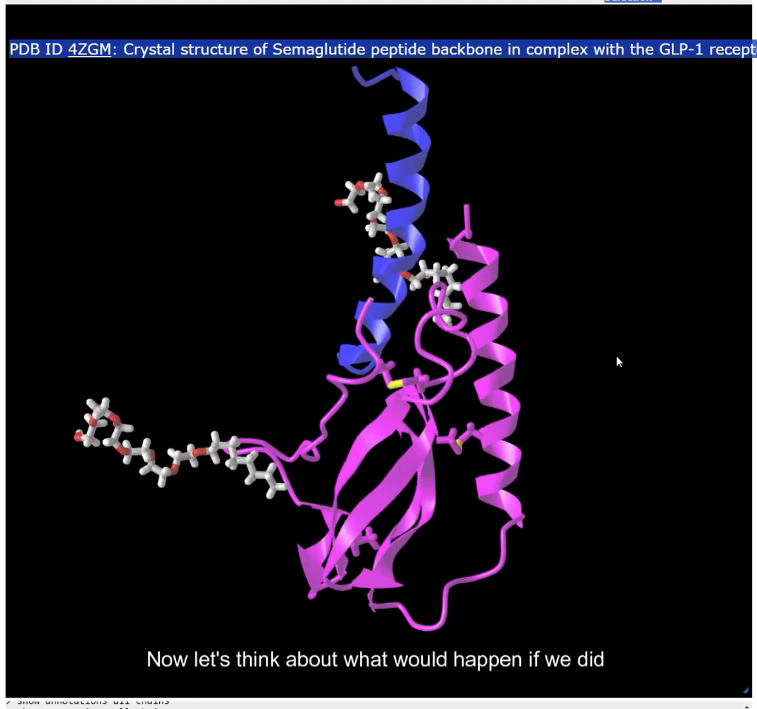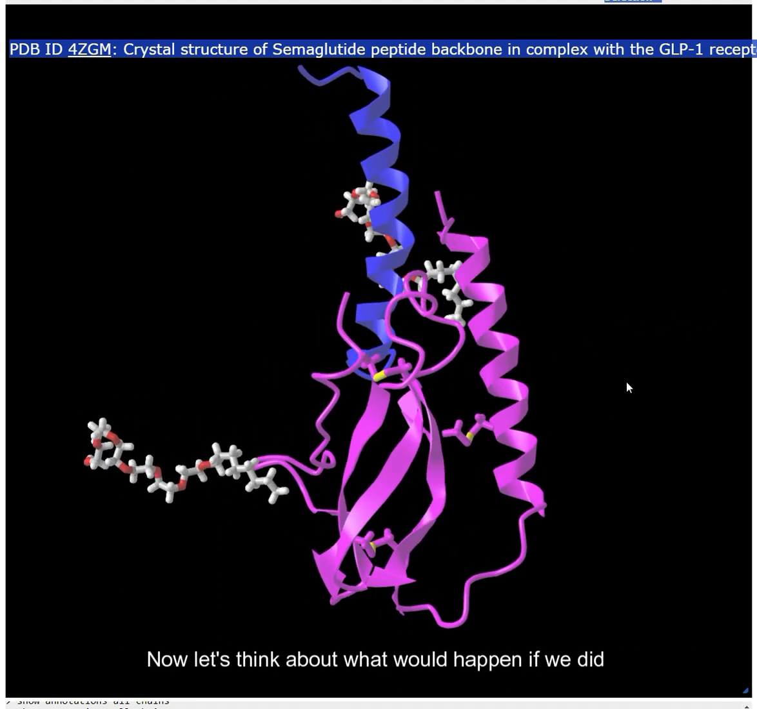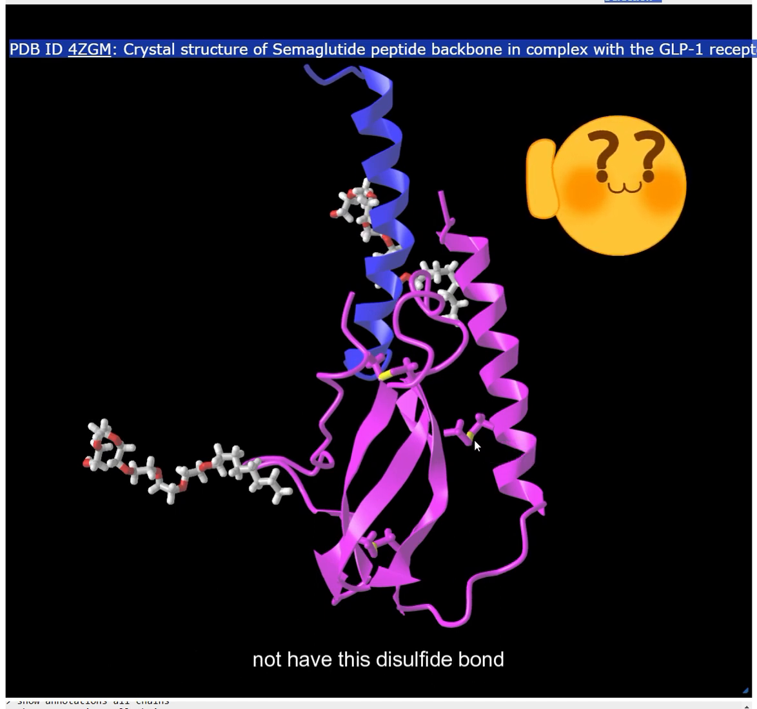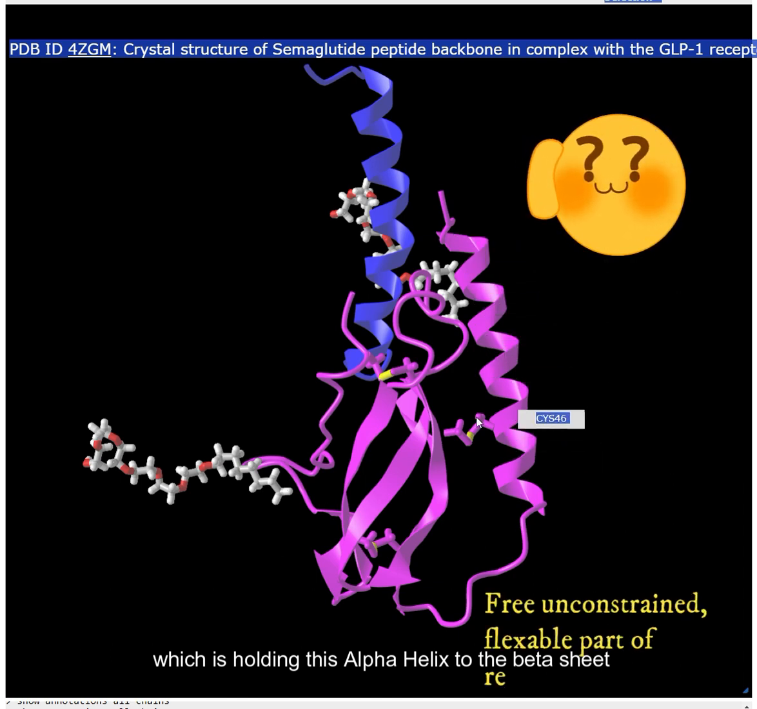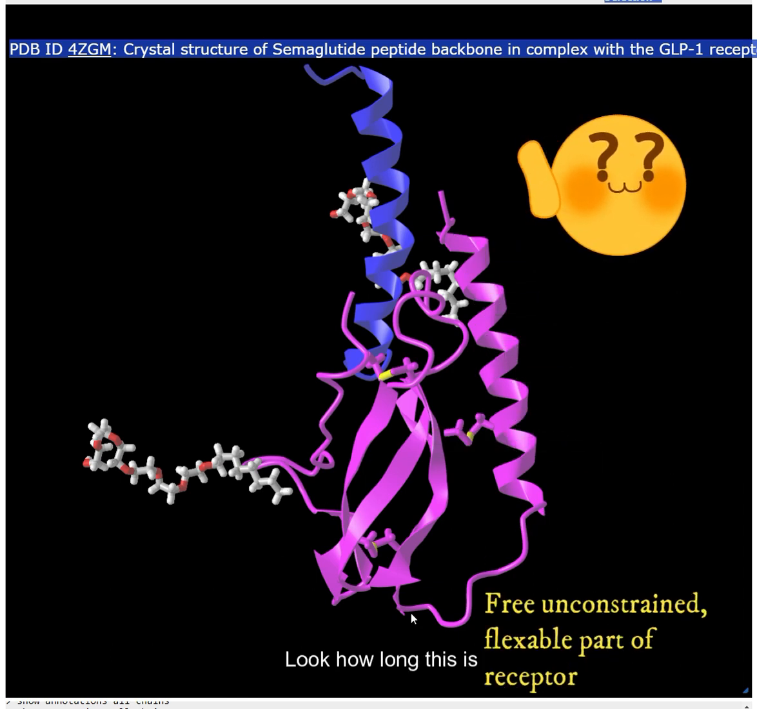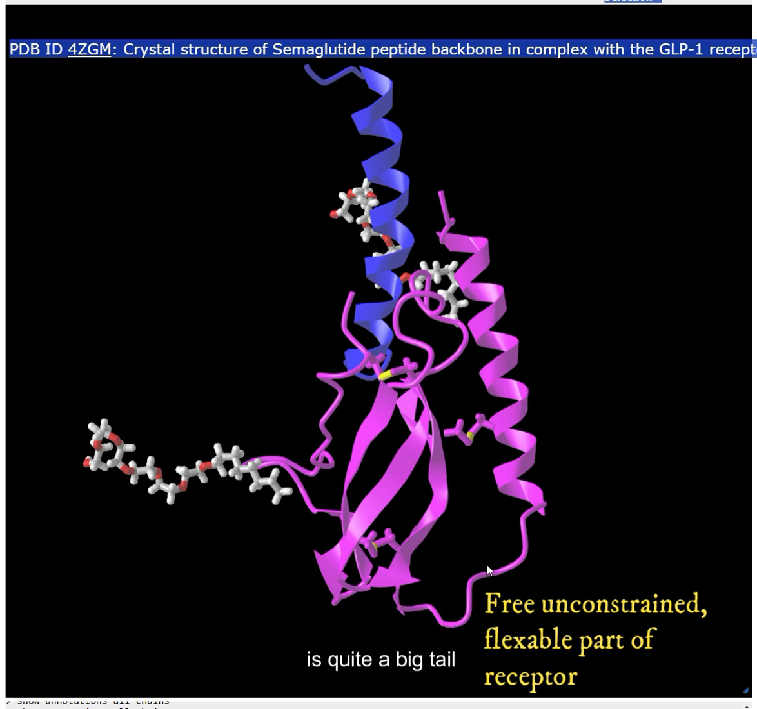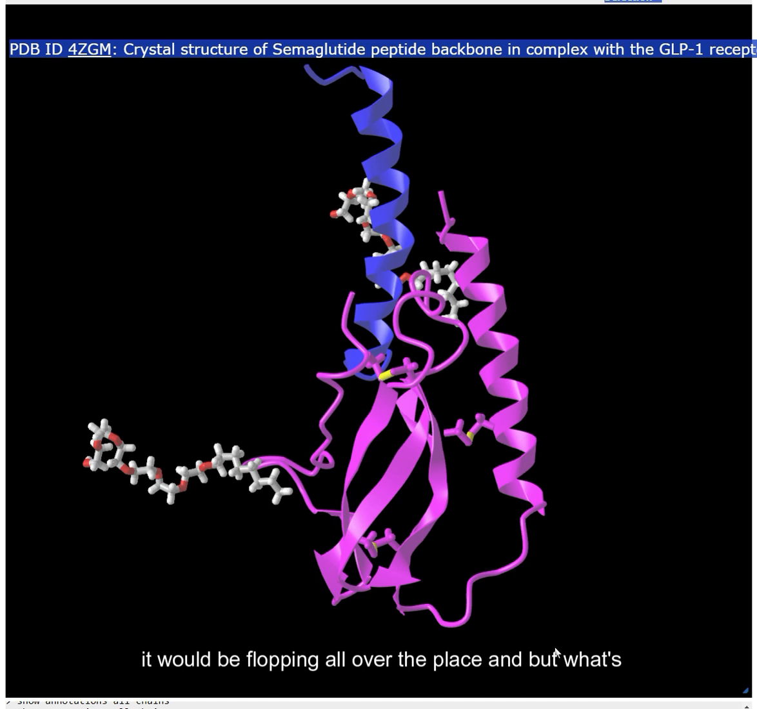Now let's think about what would happen if we did not have this disulfide bond, which is holding this alpha helix to the beta sheet. Look how long this is. This is quite a big tail. And this thing would be flopping all over the place. That's what I was wondering. Okay? It would be flopping all over the place.